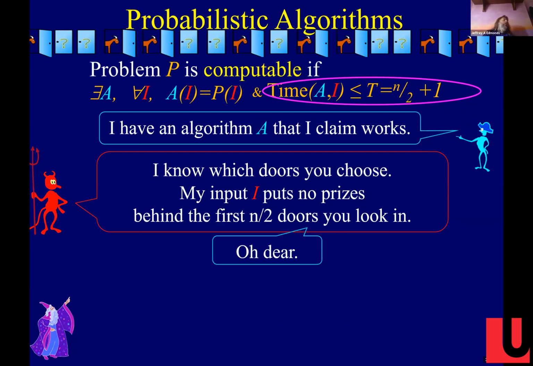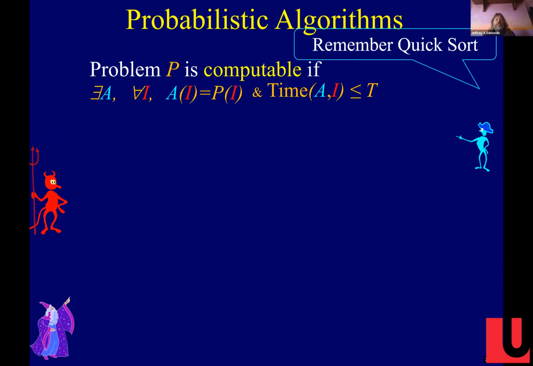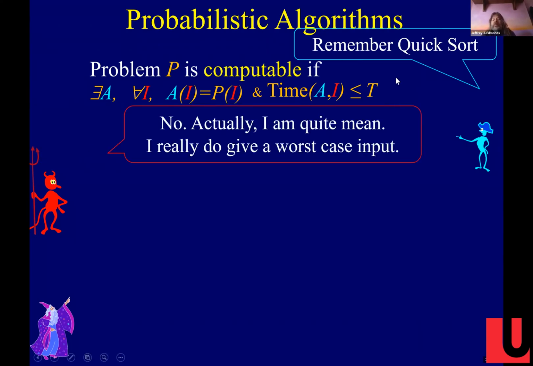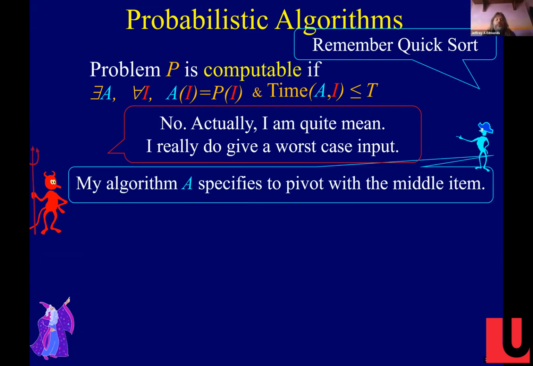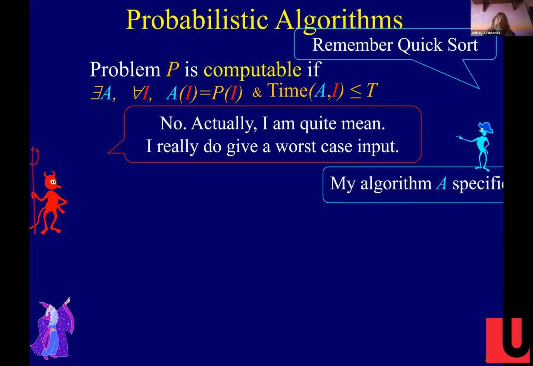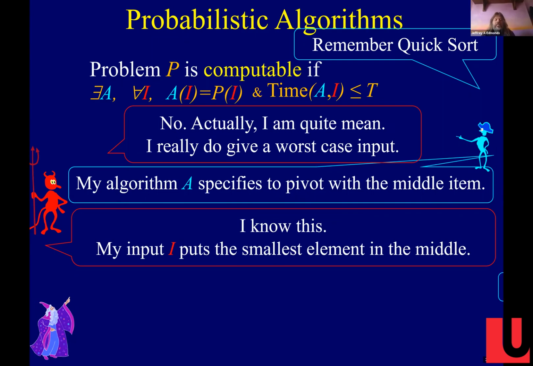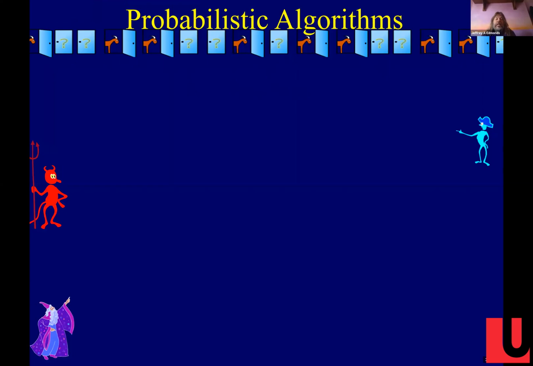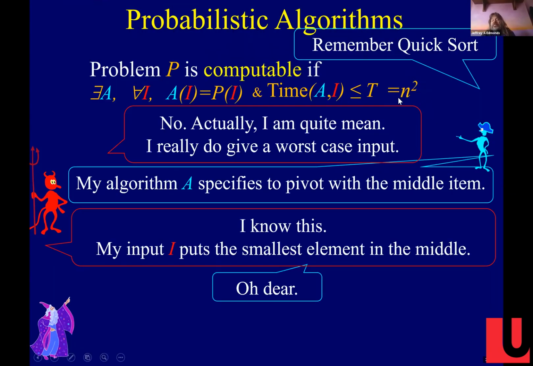Because what do you want to do instead? You want to look at a random door. So instead, think about quicksort. You might not have learned it yet. It's a sorting algorithm that uses randomness. Let's not worry about it. It's an algorithm which in the worst case is n squared, but with high probability it takes n log n time.